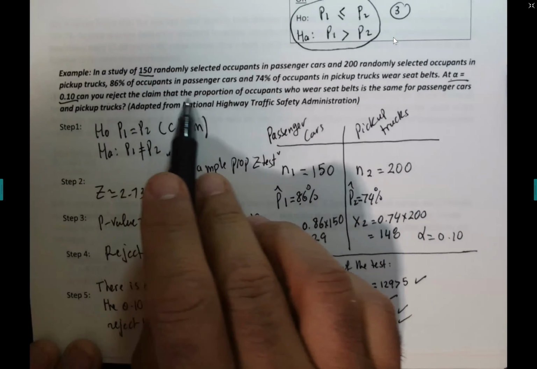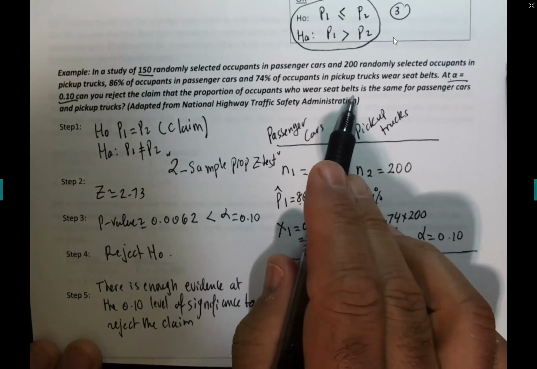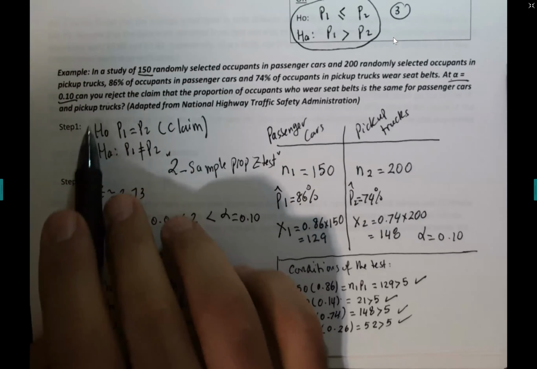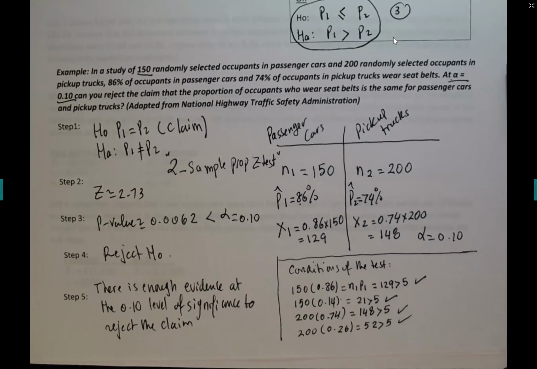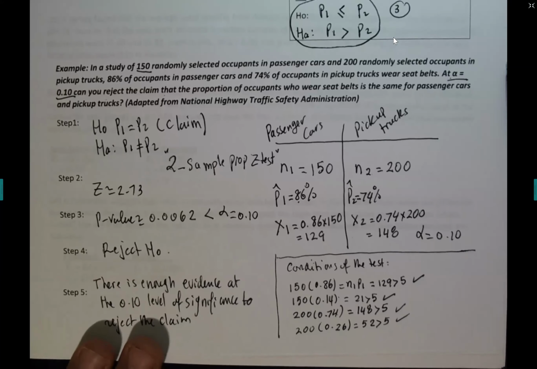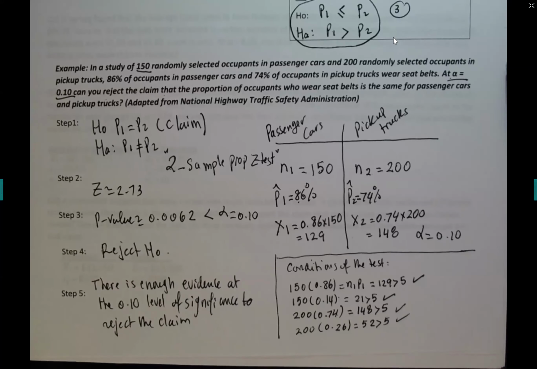There you go, just copy it. That the proportion of occupants who wear seat belts is the same for passenger cars and pickup trucks. So it's not the same proportion of people who wear seat belts in passenger cars and in pickups. I think it's obvious to you that people who drive bigger, stronger cars tend not to wear a seat belt as often as people who drive smaller cars, because they think they are more protected, which is probably the case.